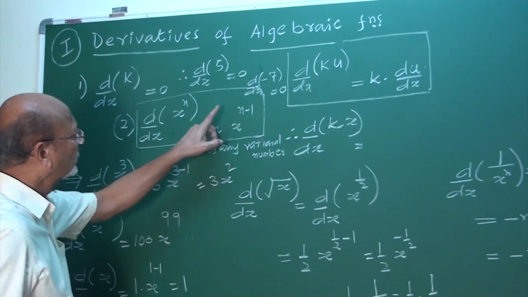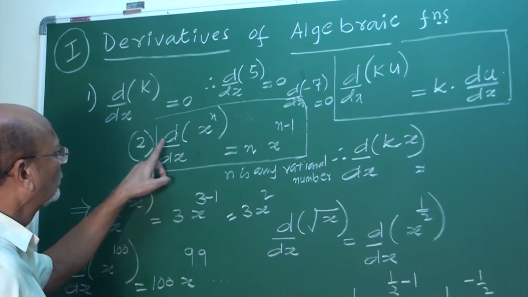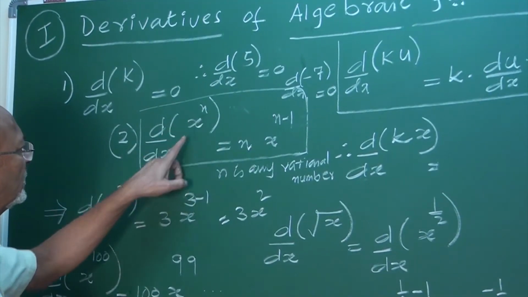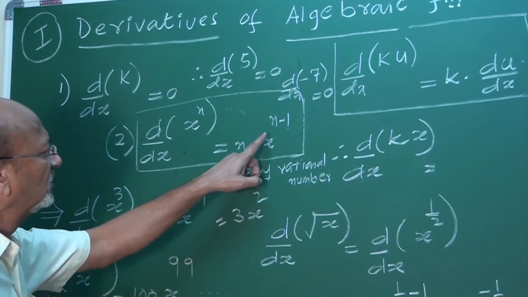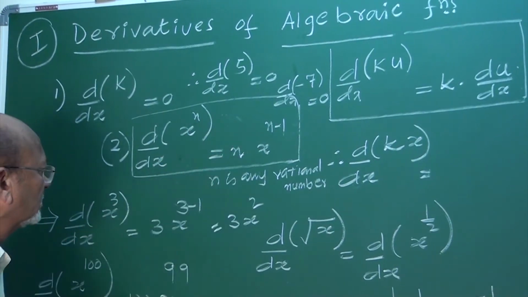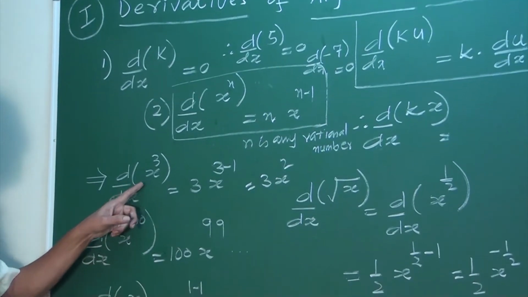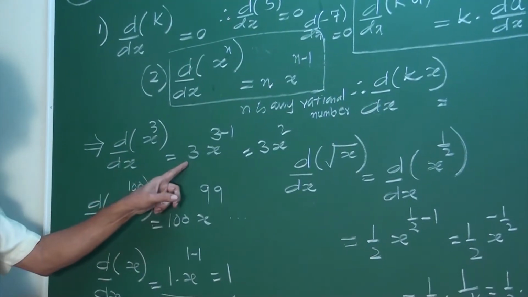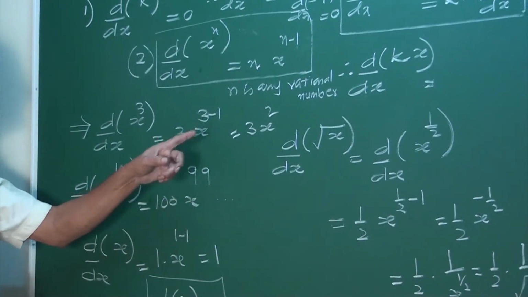What is n minus 1? It is 1 less than the power. Therefore, the derivative of x to the power n with respect to x is power into x to the power 1 less than the given. Therefore, my friends, here the derivative of x to the power 3 with respect to x is 3 into x to the power n minus 1, 3 minus 1, what is 3 minus 1? 2.